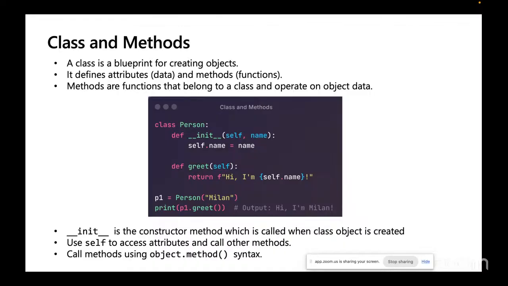So we are calling a greet method of this class, and it will return us a formatted string. So we have set up this private variable which will be returned to us. So the output will be hi, I am Milan. Okay, so this is how you create a class in Python.